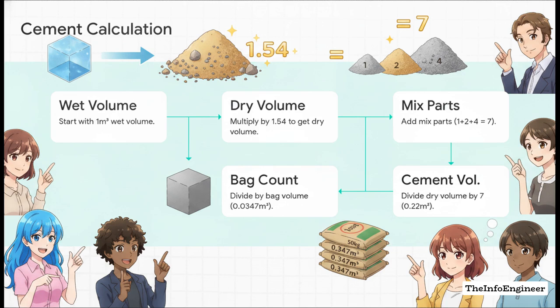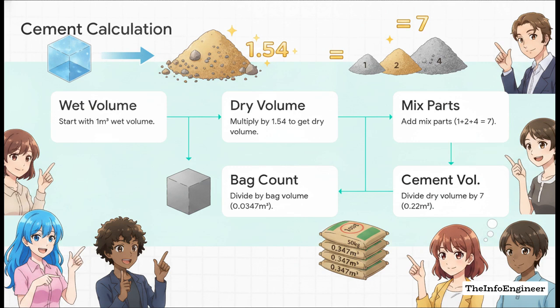All right, here is your high-speed calculation drill. Let's walk through it. Step 1, we start with our goal, which is 1 cubic meter of wet concrete. Step 2, we immediately apply our magic secret factor, multiplying by 1.54 to find our required dry volume. Step 3, we add up the parts of our M15 mix. 1 plus 2 plus 4 gives us 7 total parts. Step 4, to isolate the cement portion, we take our total dry volume of 1.54 and we divide it by those 7 parts. That gives us 0.22 cubic meters of pure cement.